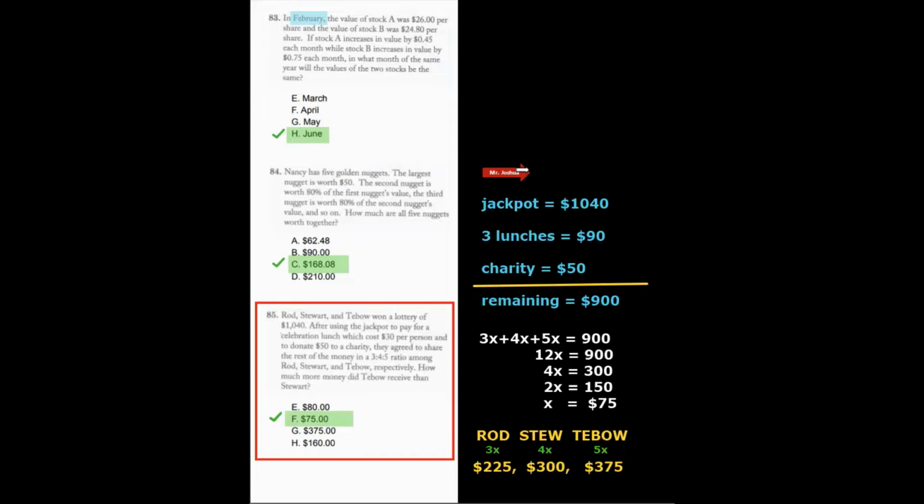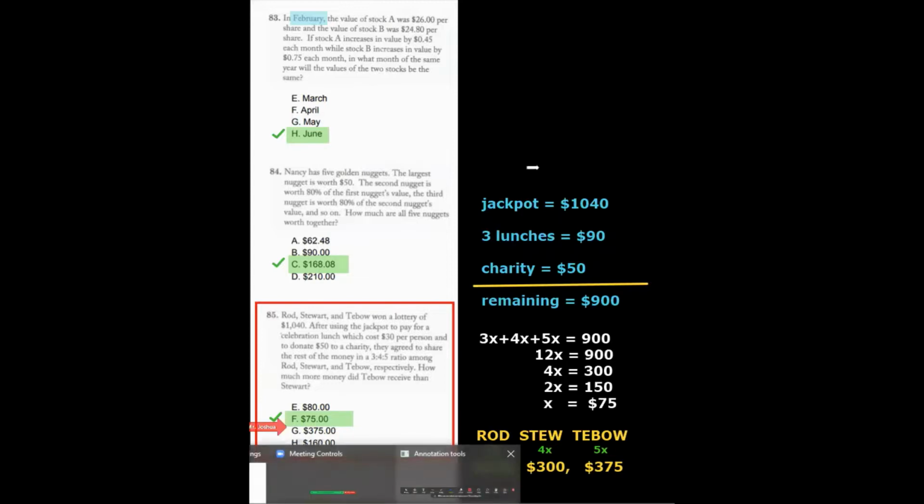Looking at the share ratios, Rod is triple that, or 225. Stu is 4 times that, or 300. And Tebow is 5 times 75, or 375. But the question is here, how much more did Tebow receive than Stewart? 5x minus 4x is 1x, which is $75, which is confirmed here. 375 minus 300 is $75. The correct answer was that.